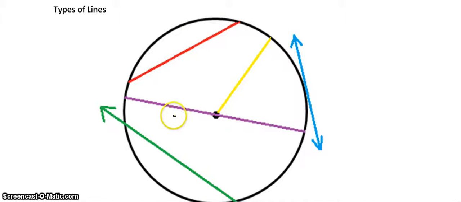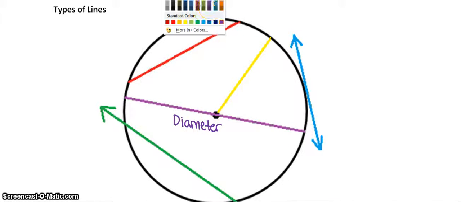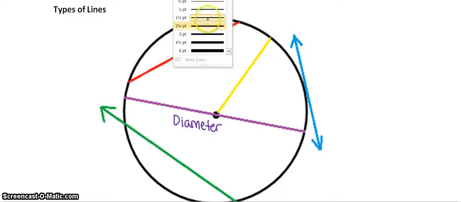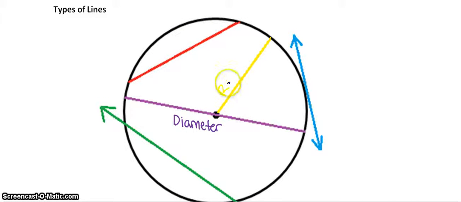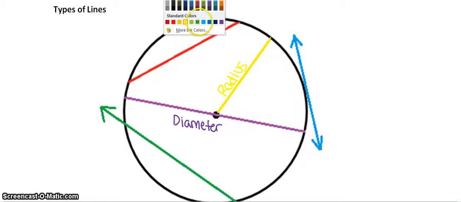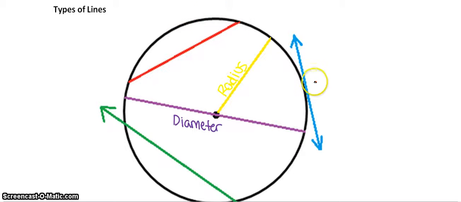The first one is called the diameter, and I'm going to color coordinate these. So the diameter is drawn in purple, and I'm writing it in purple. Okay, the diameter is the distance through the center across the circle. So it's got to go from one end of the circle to the other, and it's got to go through the center. The other word you should know is what's half the diameter, which is called the radius. The radius is the line that goes from the center to the edge of the circle.